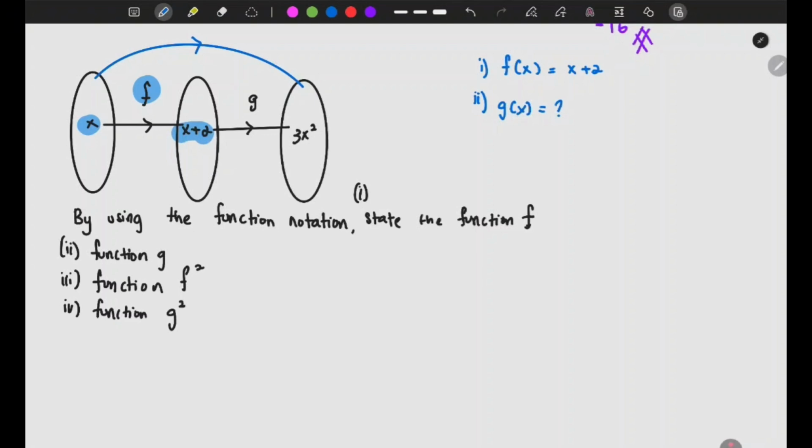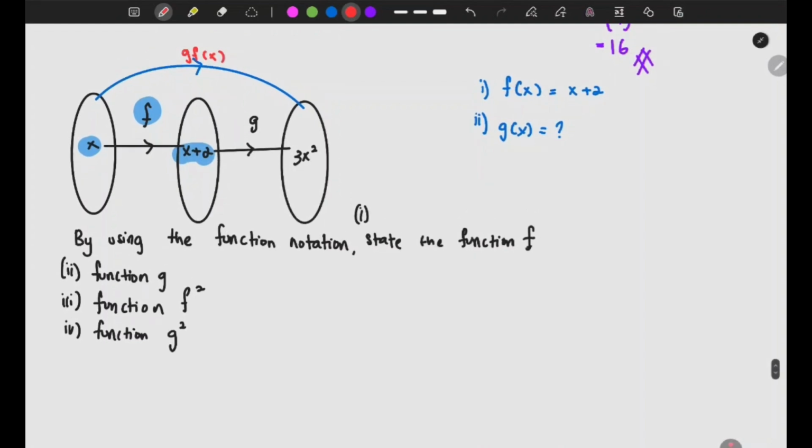gfx. Okay, yeah, gfx, not fgx. Remember I told you go from the right to left. Your first one, f, put at the right, and then go to the left with the g. Okay, just the same thing like just now.